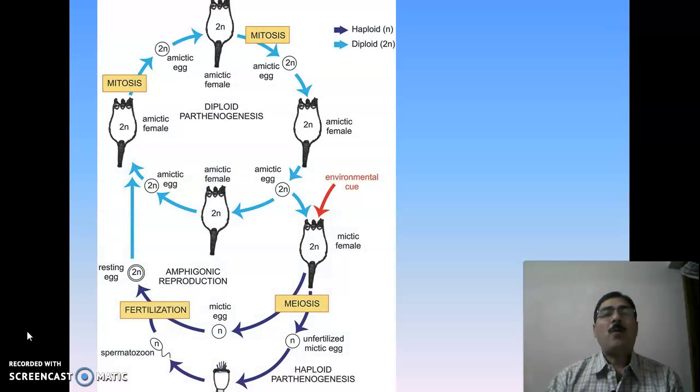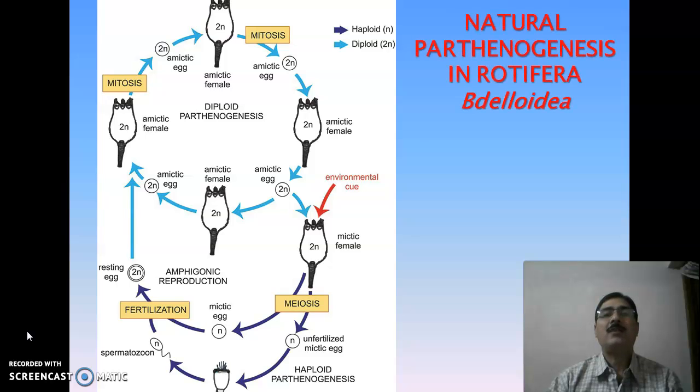This is the diploid and haploid parthenogenesis, which is taking place in a rotifer, that is Diplois. You can see there is a cyclic diploid and haploid generation going on, with the haploid generation shown with the dark blue arrow marks and the diploid with the light blue. You can see the diploid parthenogenesis in the upper half with the amictic female giving rise to amictic eggs, and later on the amictic female ultimately by mitosis, so complete diploid parthenogenesis.